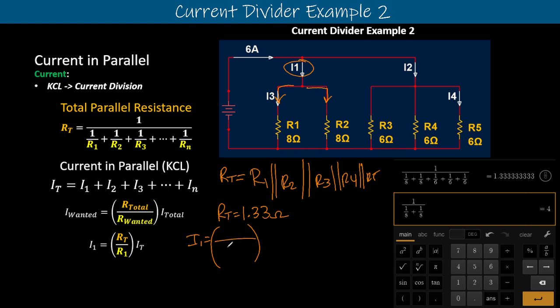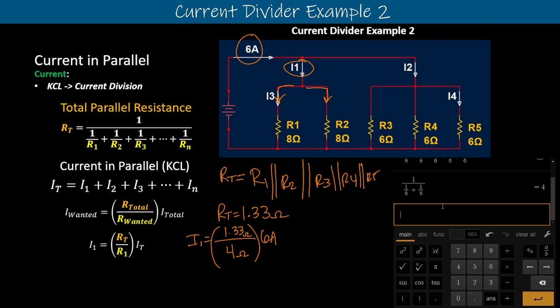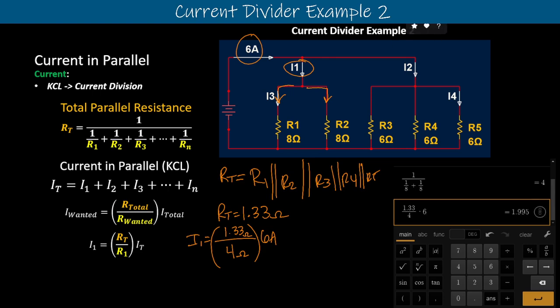So we'll say that we have 4 ohms. Our RT was 1.33 ohms. And the total current IT was given at 6 amps. So then we can multiply that out. We'll say that we have 1.33 divided by 4 multiplied by 6, 1.995. So our I1 is equal to 1.995. We can even round that up. We can say I1 is actually equal to 2 amps.